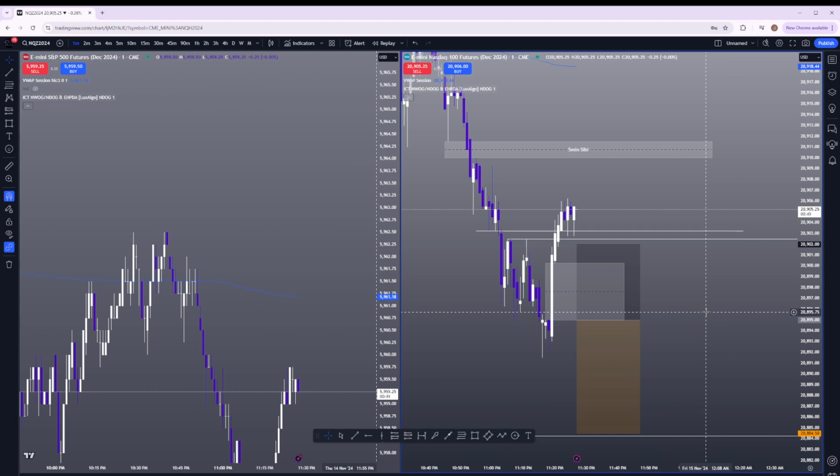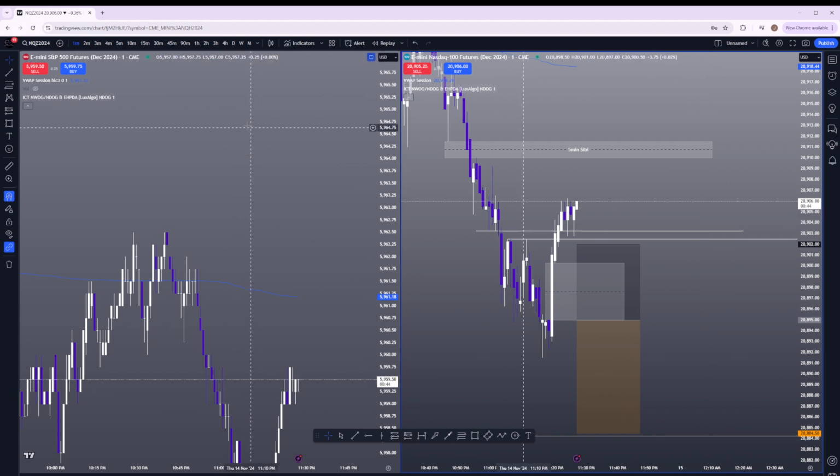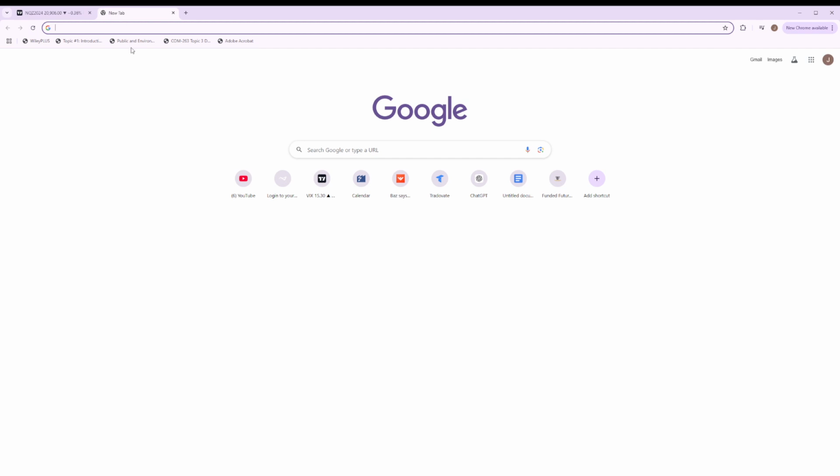Is tomorrow OPEX? That is good to know. So we might see some high volatility. Let's look up Forex Factory real quick.